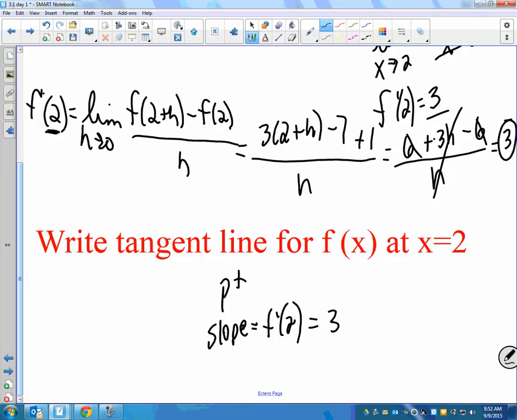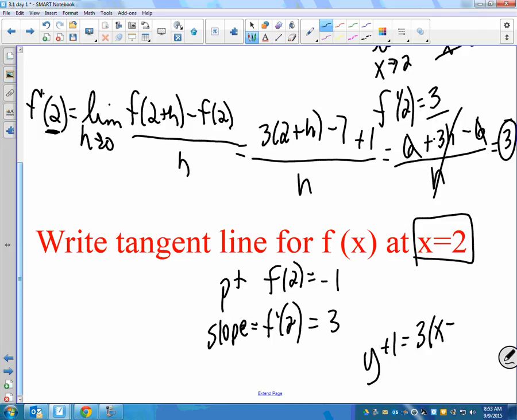How do I get my point? x equals 2, so that means I want to do f of 2 and get the y value that goes with it. So for a tangent line, you want to plug the point in to get the y, and you want to plug the point into your derivative to get your slope. And what do we get when we plug 2 in up there? Negative 1? So we could say y minus negative 1 equals 3 times x minus 2.